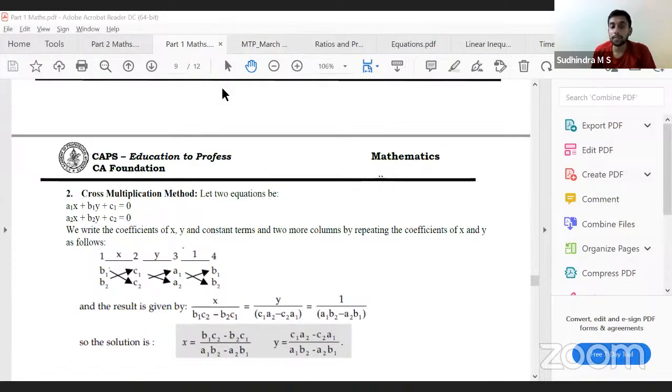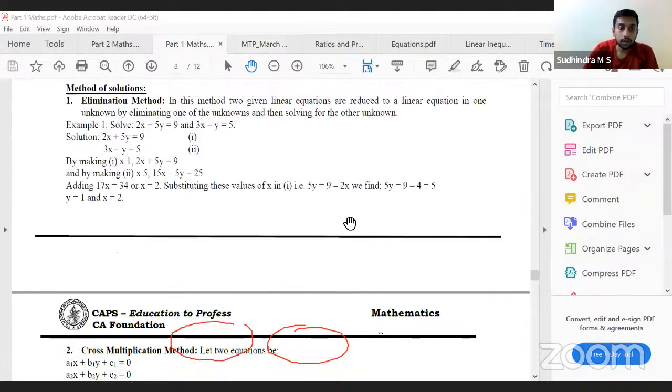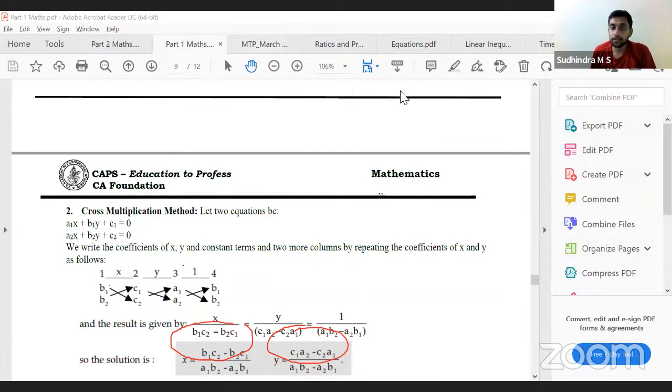The second one is the cross multiplication method. Okay. So in this method, x and y are calculated using this formula. That is, in any of the equations, we would denote the variables with certain values. 2x plus 5y is equal to 9. So here 2 is a1, 5 is b1, 9 will be this side, so it would be minus 9, which is c1. Similarly, in the second equation, the coefficient of x would be a2, the coefficient of y would be b2, and the constant would be the c2 value.